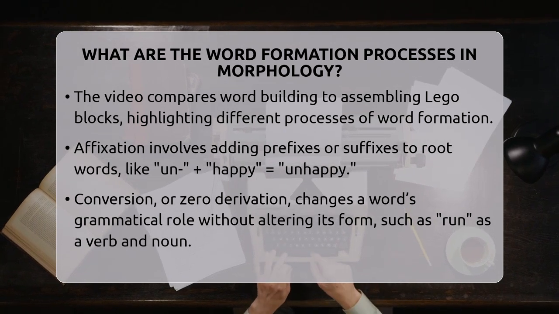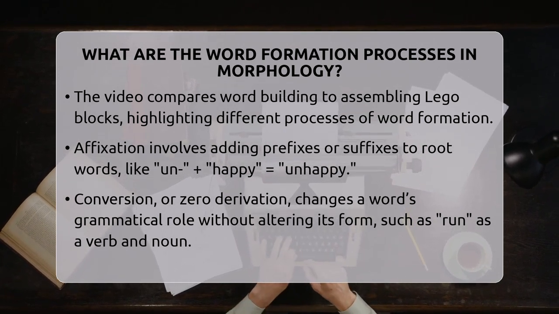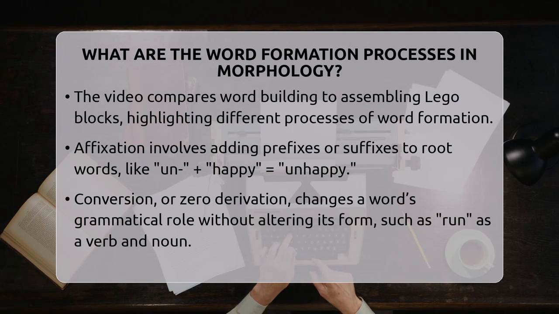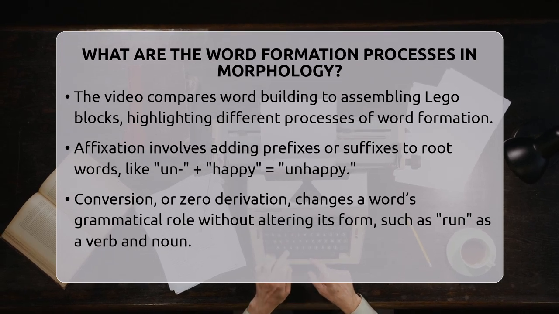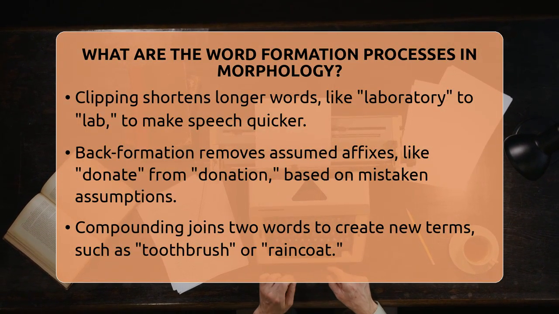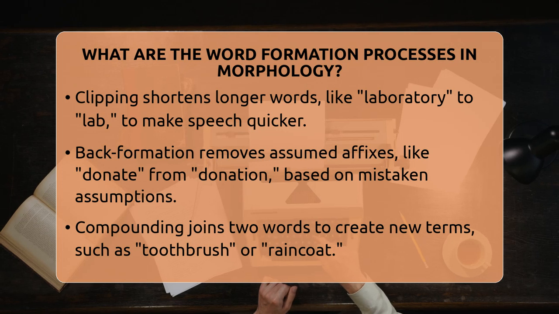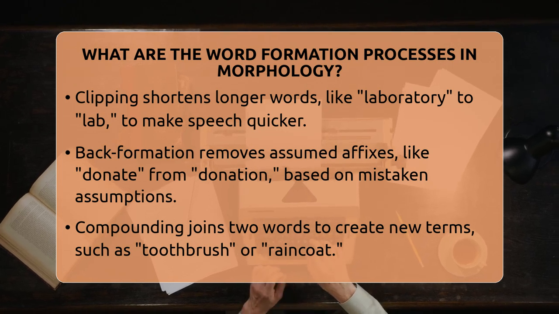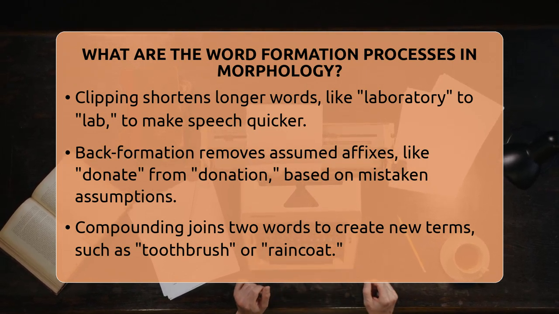Another process is conversion, also called zero derivation. Here, a word changes its role without adding anything. For example, the word run can be a verb as in "I run every day," or a noun as in "I went for a run." The word stays the same, but its function shifts depending on how you use it.